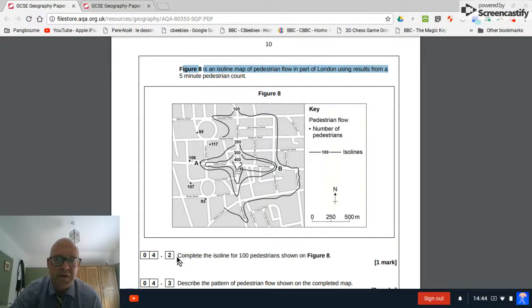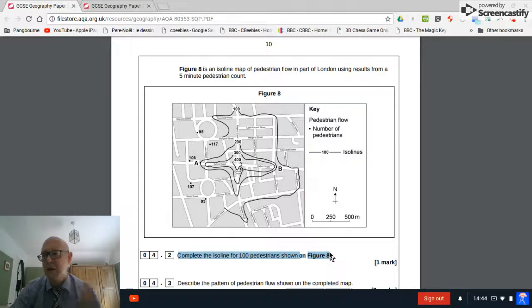You can see that the first question asks you to complete the map. Now, this probably is a clue as to the kind of question they're going to ask you anyway. Complete the graph for this data, complete the map for this, etc. Cheap marks, easy marks. With this type of graph, you've got a line that finishes there and a line that finishes there, and they want you to finish them off.